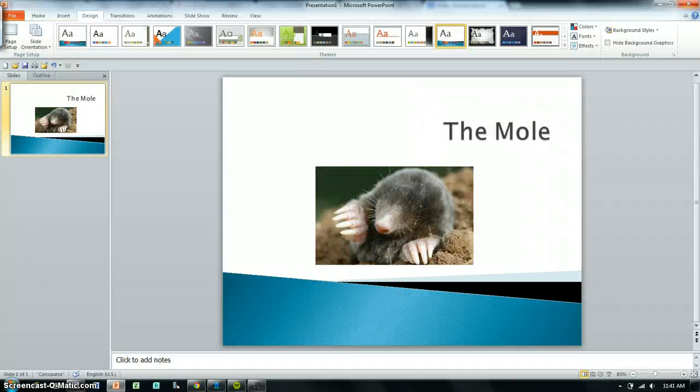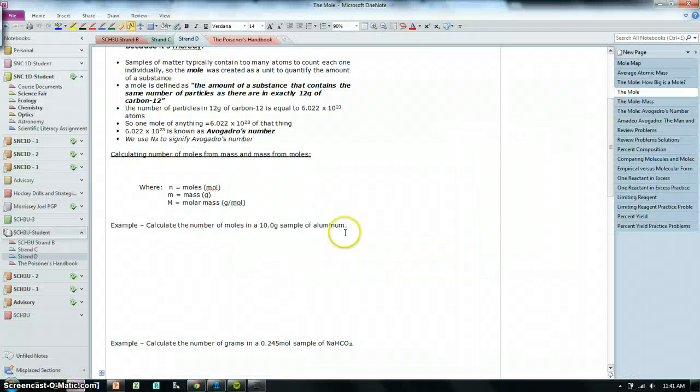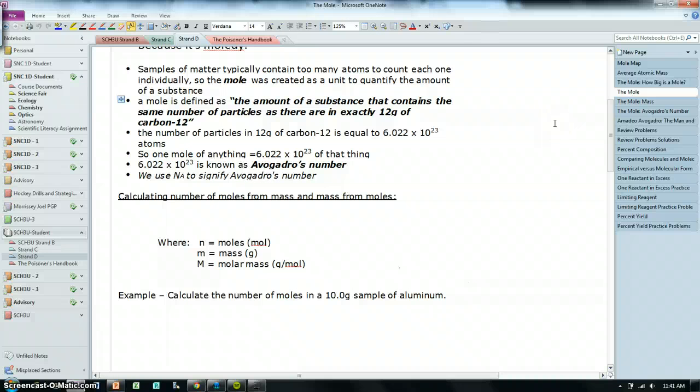So what is a mole? Well, a mole is just a number, right? It was originally described as the amount of a substance that contains the same number of particles as there are in exactly 12 grams of carbon-12. Okay, so if you had 12 grams of carbon-12, which is an element, you'd have this many atoms of that. And there just happens to be 6.022 times 10 to the 23 atoms in 12 grams of carbon-12.